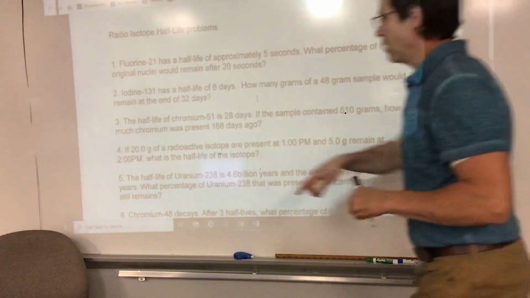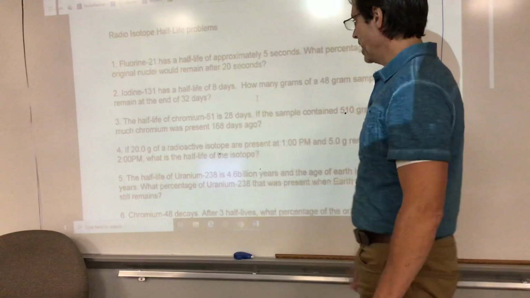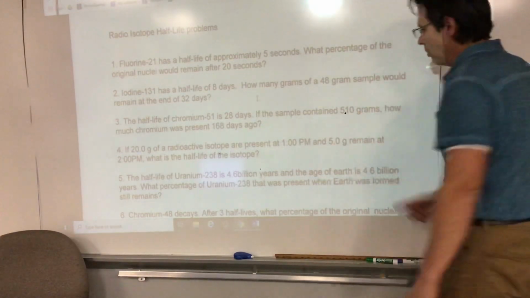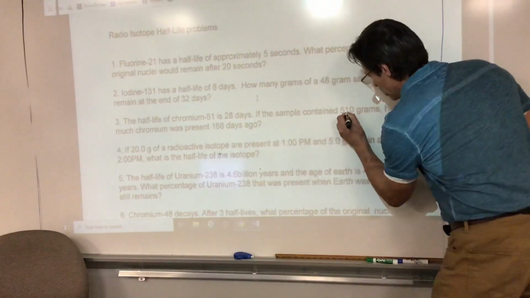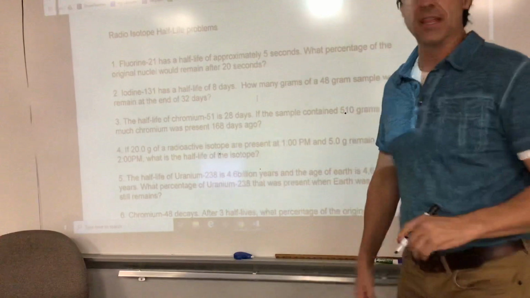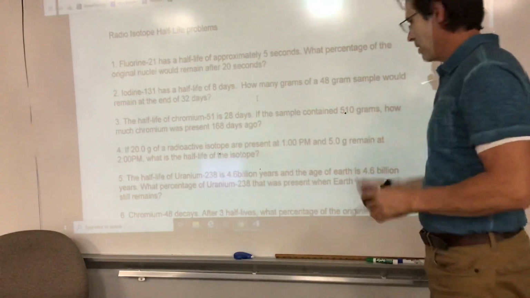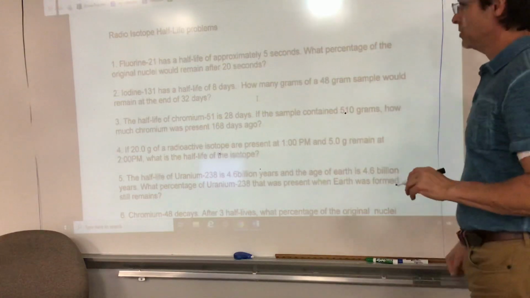So let's take problem 3. Chromium-51 has a 28-day half-life. I'm guessing nobody got this one right because I forgot a decimal point here. You either had a really giant answer, 32,000 something, whatever, but I'm still going to work it, but it should be 5.1 grams.